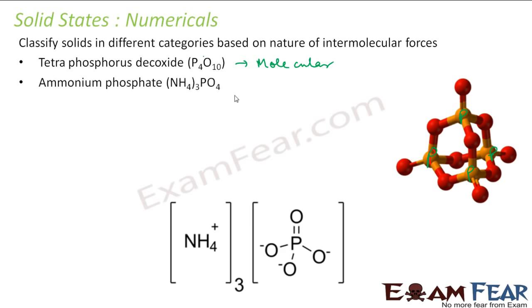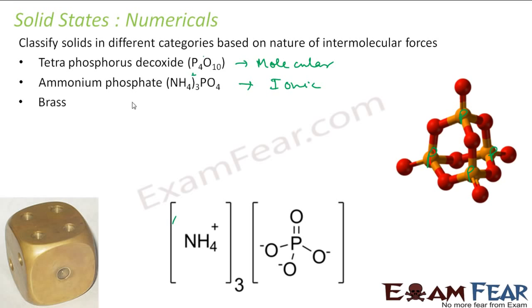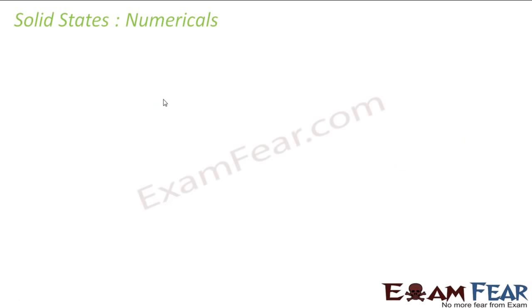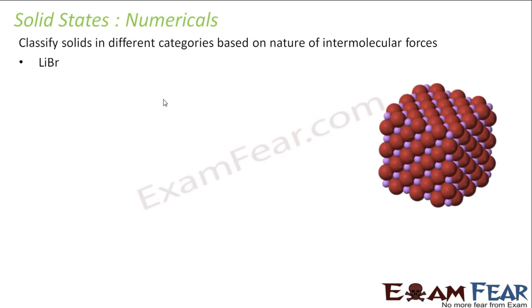Next is ammonium phosphate. If you see, this is plus, this is minus, right? This is plus ions, minus ions. So ionic. Why? Because ions are the basic building block. Brass is again a metal, so it has to be a metallic solid. Again, to classify LiBr. LiBr is nothing but lithium with plus charge, bromine with minus charge. This is the crystal structure. Since we have ions involved here, this is also an ionic solid.